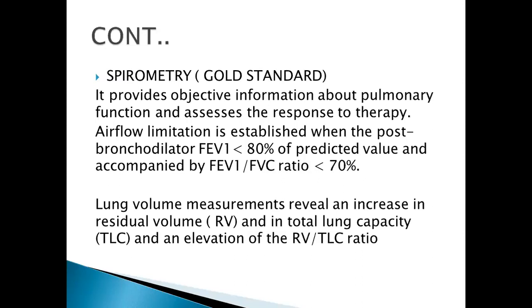And then a person is said to have COPD when on the spirometry, there is a post-bronchodilator FEV1, that is the forced expiratory volume in 1 second, less than 80% of predicted value. That is for the age, the sex, and the height. And it's also accompanied by an FEV1 to FVC ratio, that is the forced vital capacity ratio, of less than 0.7, and if expressed in percentage, 70%. So your lung volume measurements will also reveal an increase in your residual volume and the total lung capacity, and an elevation of the residual volume to total lung capacity ratio.